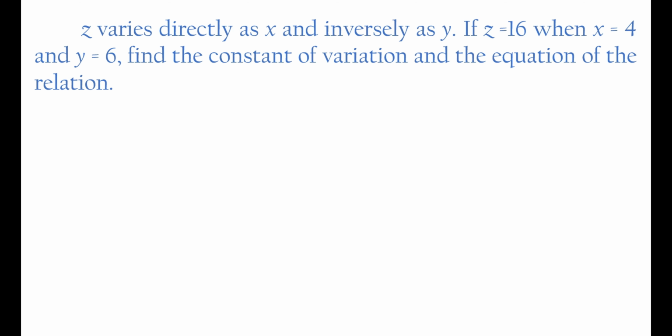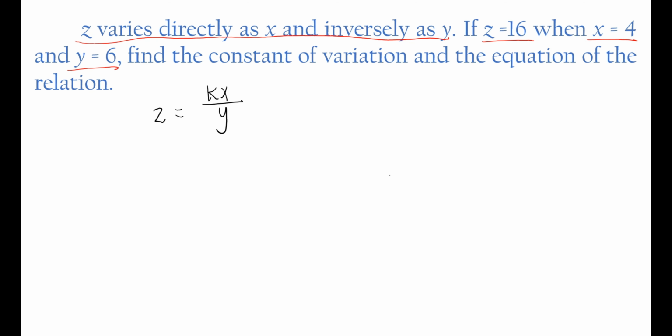Z varies directly as x and inversely as y. If z is 16 when x is 4 and y is 6, find the constant of variation and the equation of the relation. So first, you have to transform the statement z varies directly as x and inversely as y to the mathematical equation z equals kx over y. And then we will use the given values z is 16 when x is 4 and y is 6 to substitute into this equation and solve for the value of k.